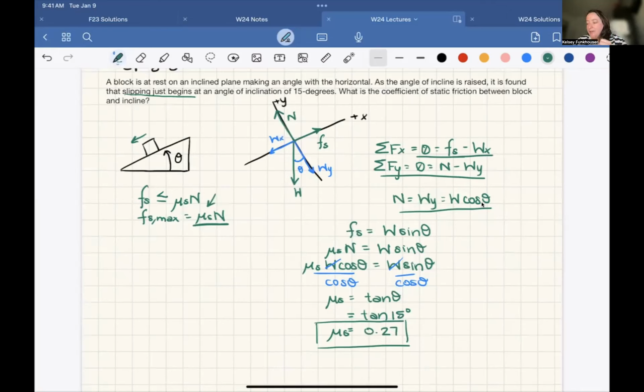We made our free body diagram, tilted. We did our sum of forces, and then we used them to solve for the coefficient of friction, which we found to be 0.27. Cool. Now we're going to go back to the slide.